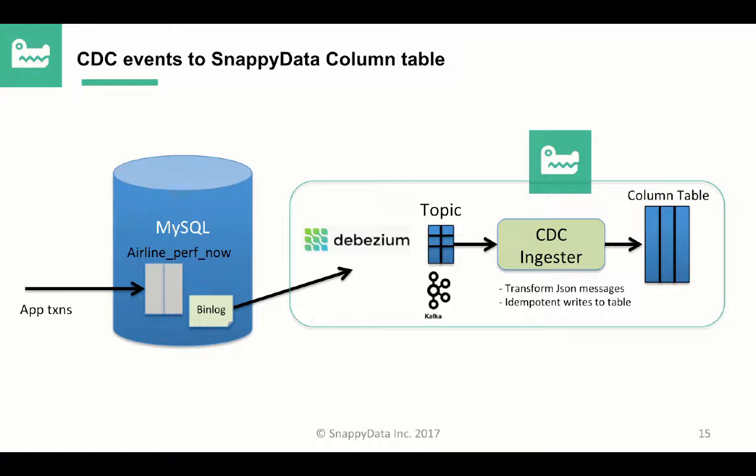Then inside SnappyData, we use a component which we call the CDC ingester that continuously reads from Kafka, understands these Debezium-formatted messages natively, transforms them back into rows, and writes them in a highly efficient, parallelized manner to our target column table. Of course, the whole chain is protected from failures and guarantees that any writes are made idempotent. In other words, we guarantee consistency of all changes happening in MySQL and how those changes will emerge in the column table. All right, so let's get right into our demo here.